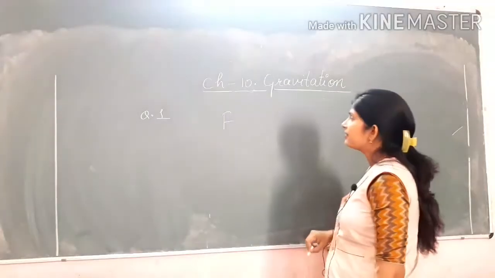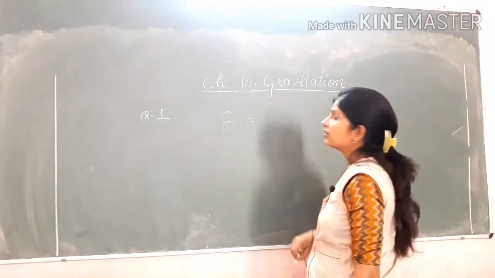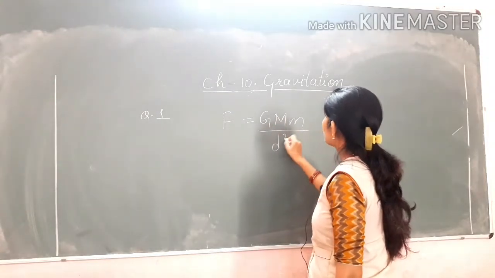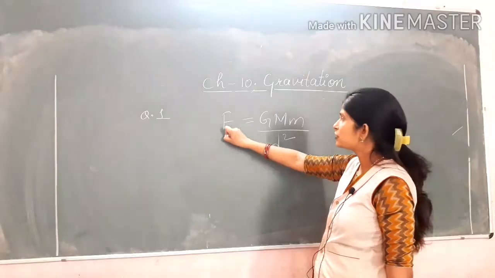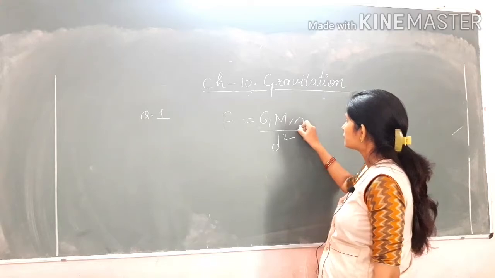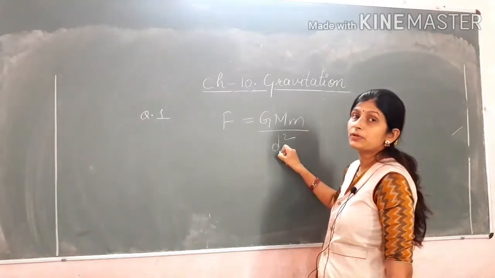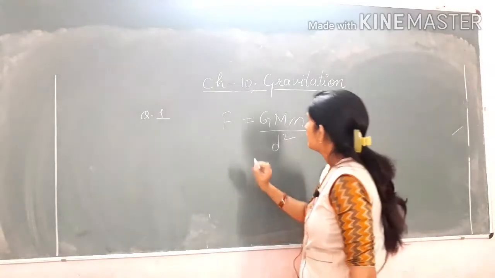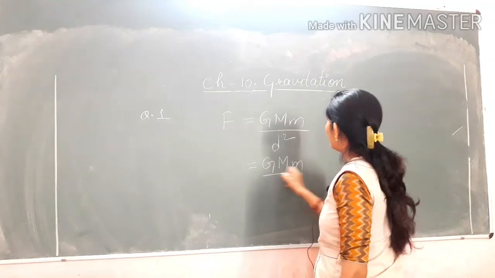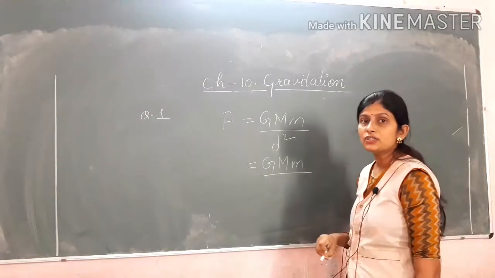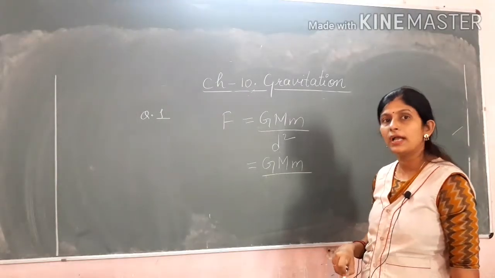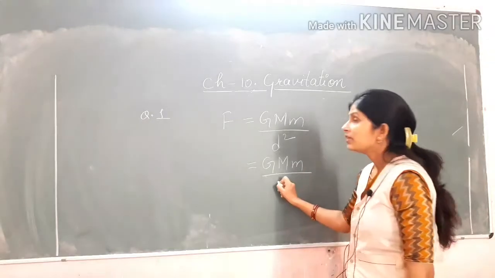Let us consider gravitational force is F, which is equal to G M m upon d square. F stands for gravitational force, capital G for gravitational constant, capital M mass of first object, small m mass of second object, upon d, the distance between the two objects, square. Now capital G and M are constant, so we have written F is equal to G M into m upon d square.